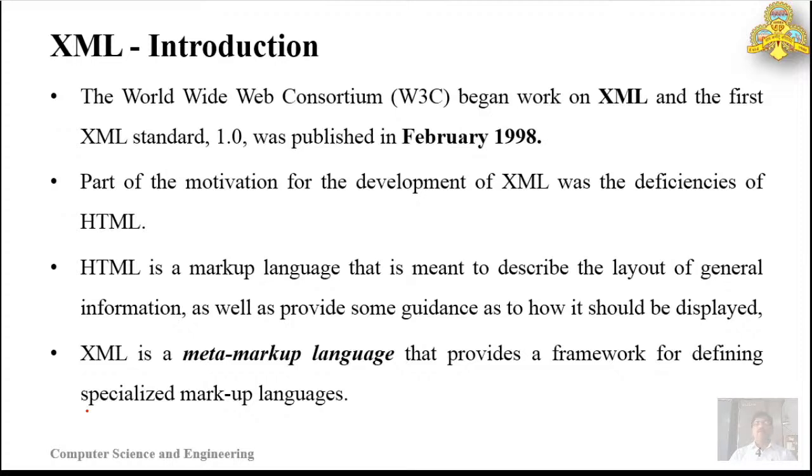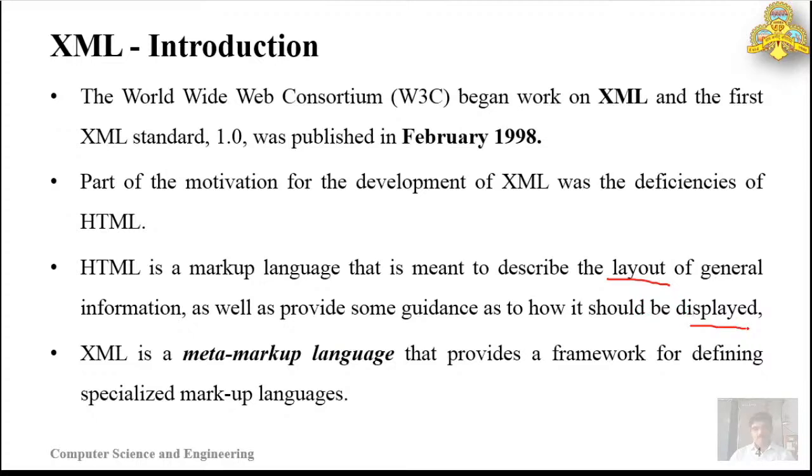World Wide Web Consortium started developing XML in 1996 and the first draft was published in February 1998. The main reason for the development of XML was the many deficiencies of HTML. HTML, that is Hypertext Markup Language, is a language that is meant to describe the layout of general information as well as provide some guidance on how it should be displayed. So that means the main objective of HTML is presentation. So HTML describes the layout and how it should be displayed.